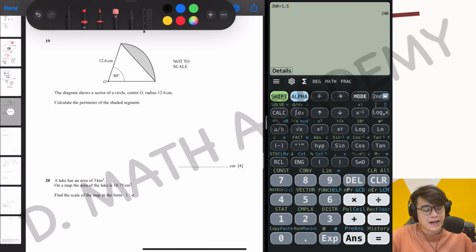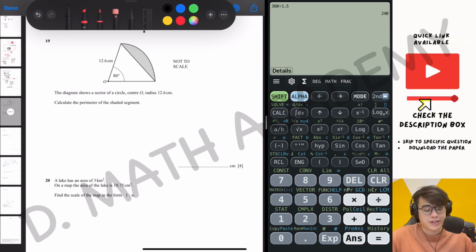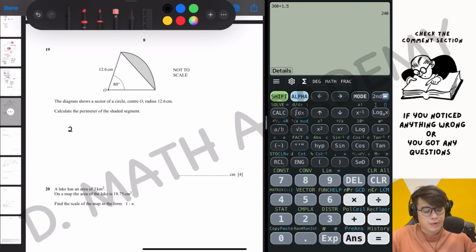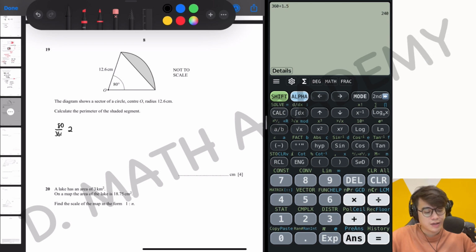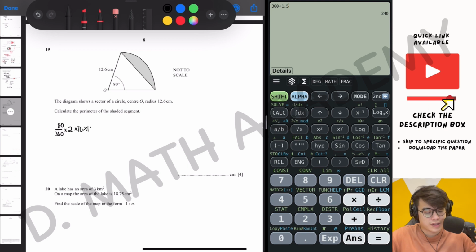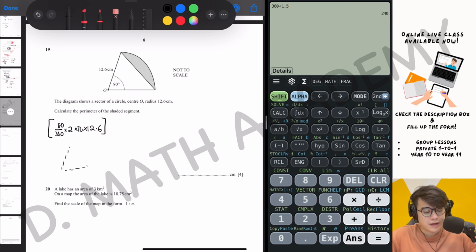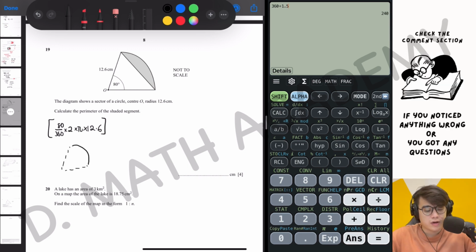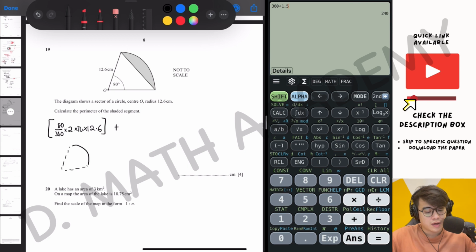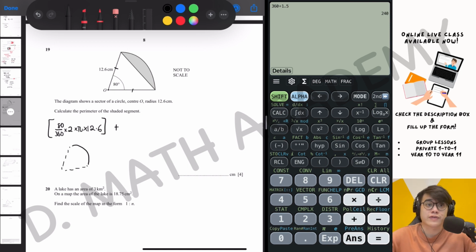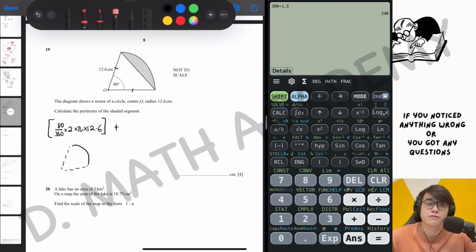Moving on to question 19, asking us to show the perimeter of the shaded segment. First thing first, we are required to identify the arc length. Arc length goes by 80 over 360 times 2 times pi times 12.6. This is to identify the arc length that is outside of it. Moving on, we have our cosine rule here, which we can identify. You must know this is 12.6 as well because they are from a segment of a circle, so these are basically the radius.